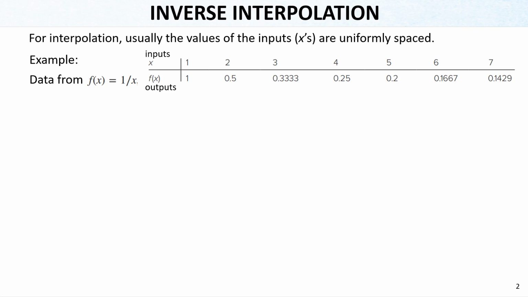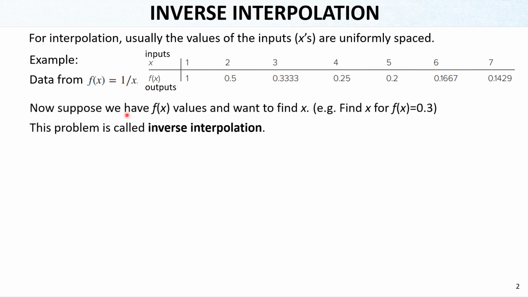We may also need to use the interpolation in an inverse order, and it's called inverse interpolation. For that, let's check the interpolation first. As an example, we usually have the inputs of a data in a uniformly spaced way. You can see here, for example, inputs are 1, 2, 3, 4, 5, 6, and 7, so we have a uniform spacing of 1. It doesn't have to be like this, but usually it is. And the outputs are obtained from 1 divided by x as these values.